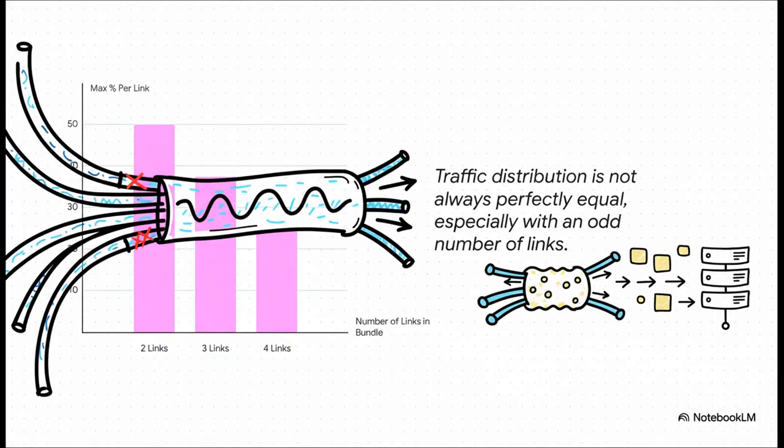Now, because it's balancing these entire conversations, or flows, the traffic isn't always split perfectly 50-50. The switch uses this kind of math equation called a hashing algorithm to decide which conversation goes down which link. If you have an even number of links, like 2 or 4, it usually ends up being pretty balanced. But if you have an odd number, like 3 or 5 links, you might notice that some links are working a little harder than others.